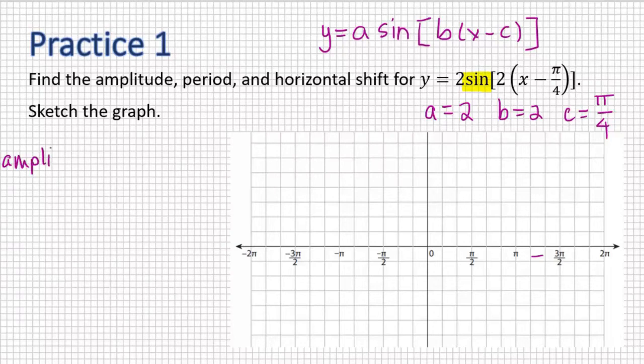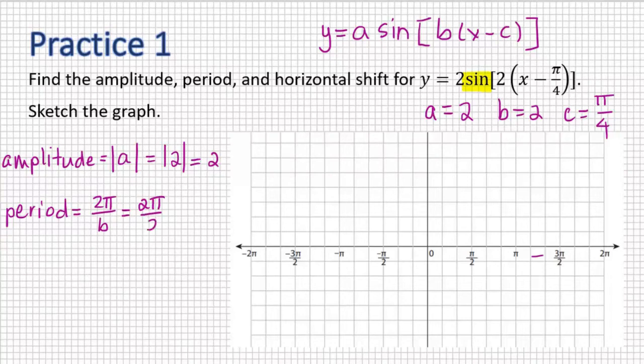The amplitude of a sinusoidal function is always the absolute value of a. So for us, this is the absolute value of 2, or just 2. The period is always given by 2 pi divided by the frequency, or 2 pi over b. So for us, we find a period of 2 pi over 2, or just pi. That means it'll take us a distance along the x-axis of pi, say from 0 to pi or from pi to 2 pi, to get through one cycle of this function.